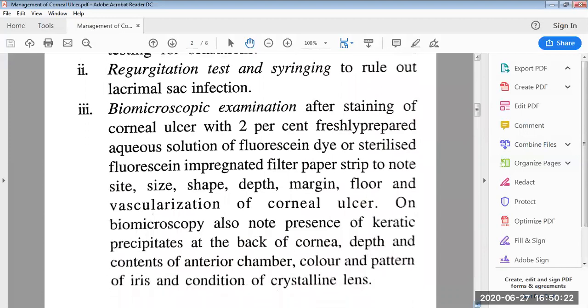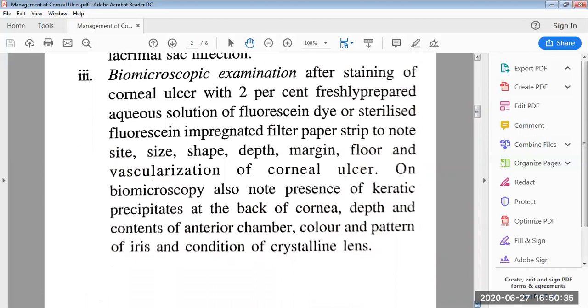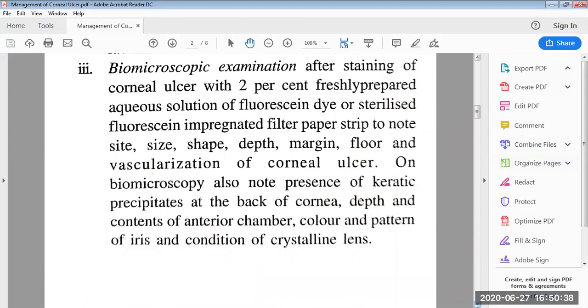The patient may have chronic dacryocystitis. To rule out that particular disease of the lacrimal sac, we have to do the regurgitation test and the syringing. Then biomicroscopic examination after staining of the corneal ulcer with 2% freshly prepared aqueous solution of fluorescein dye or sterilized fluorescein impregnated filter paper strip to note the size, shape, depth, margin, floor, and vascularization of the corneal ulcer.